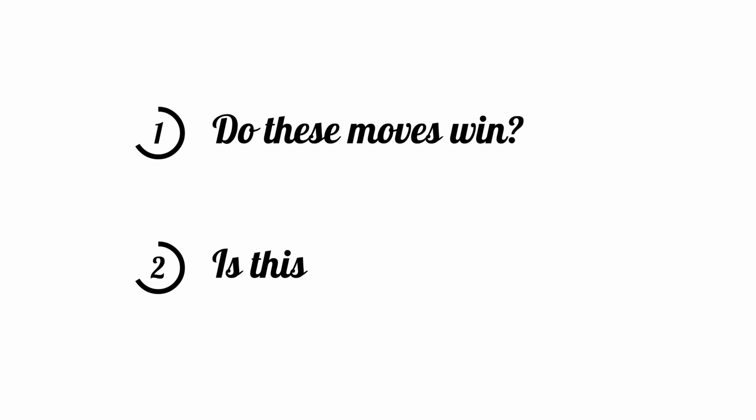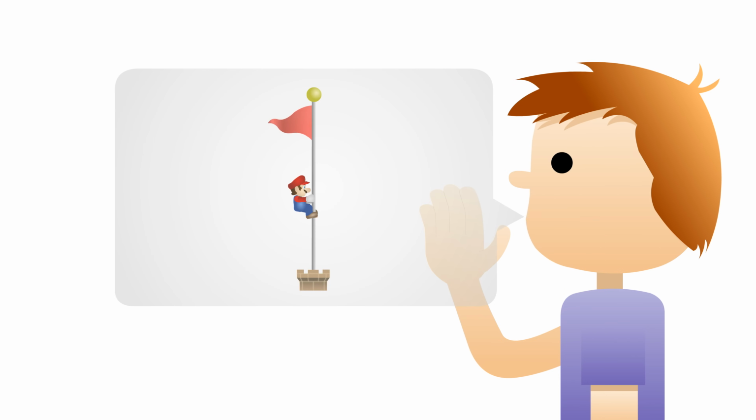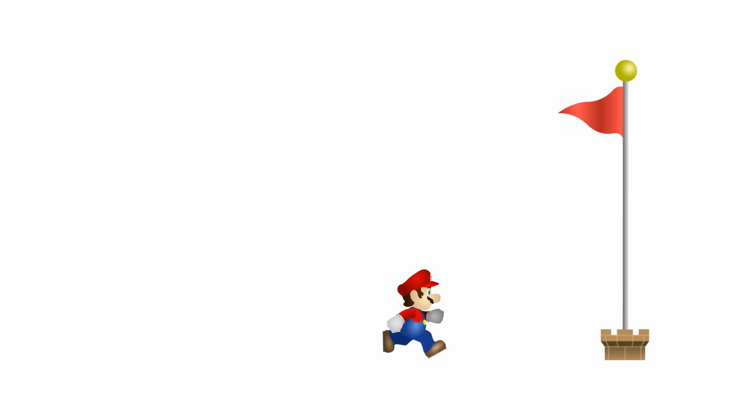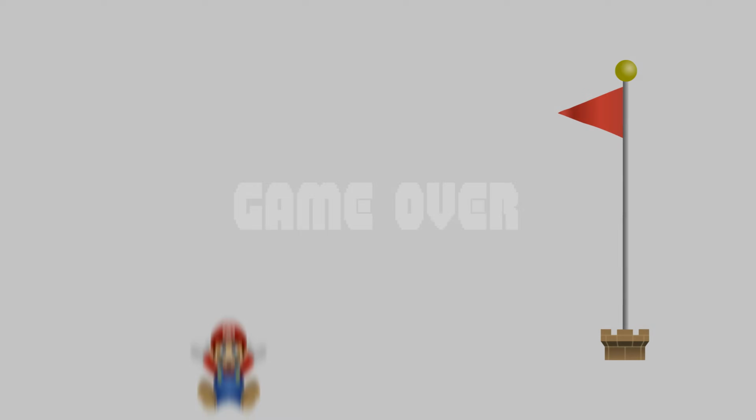Let's look at the first two questions. Do these moves win, and is this level even beatable? Suppose someone claims to have a way to beat a level. It's pretty easy to tell if they're telling you the truth. All you gotta do is watch them play. They beat the level and they were right, and if they didn't, they lied to you.